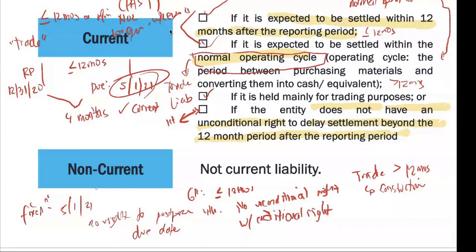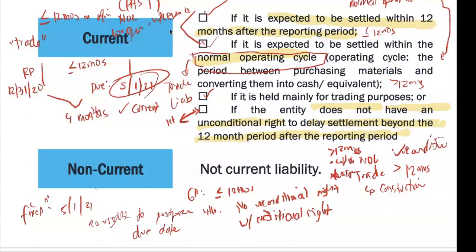Okay? Take note of the four items on when we can classify a liability as current or non-current. Current if expected to be settled within 12 months, if it's within the normal operating cycle, if it is for trading purposes, and lastly, you do not have an unconditional right to delay settlement. If it's more than 12 months, not within normal operating cycle, it is not for trading, or you have an unconditional right.